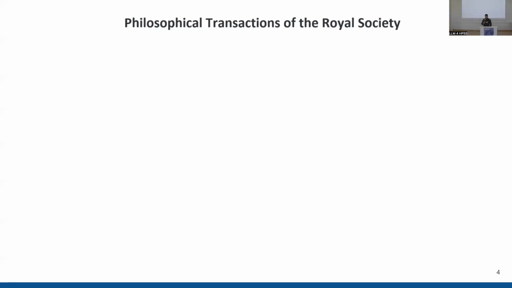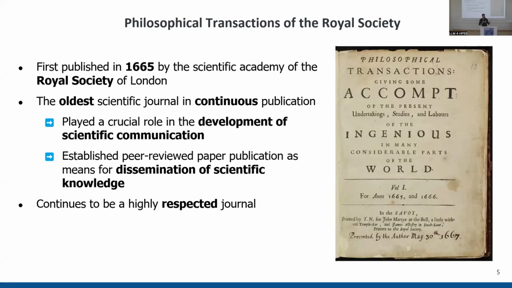For that, we use the Philosophical Transactions of the Royal Society of London. I don't know if you're familiar with this corpus or with this journal. It was first published in 1665, and it's the oldest scientific journal, and it still continues to publish, still with high reputation. It played a crucial role in the development of scientific communication, establishing, for example, peer review and paper publication.